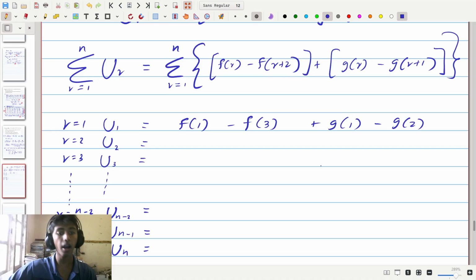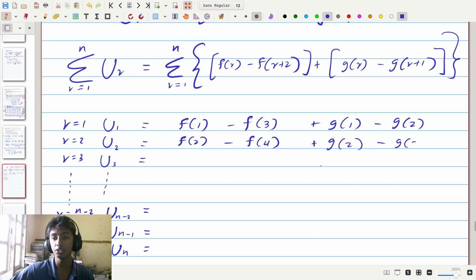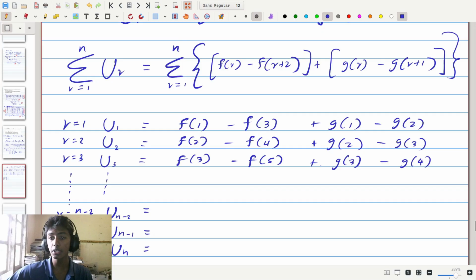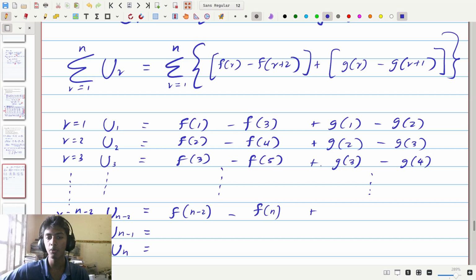If we go to the next value, r equals 2, we're going to have f of 2 minus f of 4 plus g of 2 minus g of 3. If we go to the next one, we're going to have f of 3 minus f of 5 plus g of 3 minus g of 4. Now if we continue this down, eventually at the very end, what we're going to get is f of n minus 2 minus f of n. We're going to have g of n minus 2 again minus g of n minus 1, since we have r plus 1 here. R plus 1 when r is equal to n minus 2 is going to be n minus 1.